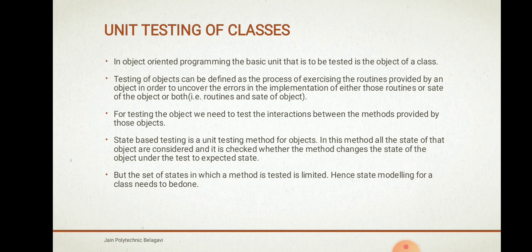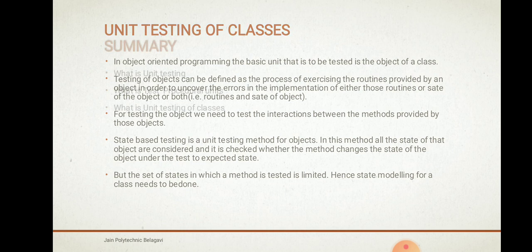To test the object we need to test the interaction between the methods provided by these objects. Suppose I want to test the object. First we have to test the methods that are called by this object. State-based testing is used for objects. All the states of that object are considered, and it is checked whether the method changes the state of the object under test. So state modeling for the class needs to be done for testing the classes.